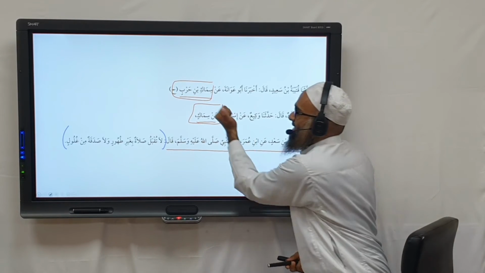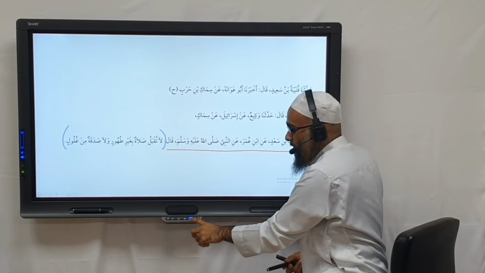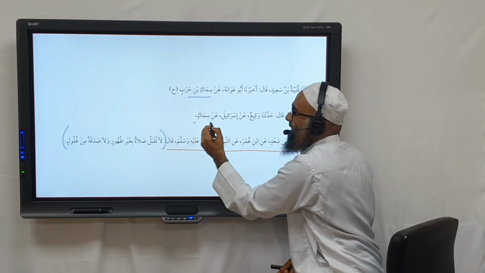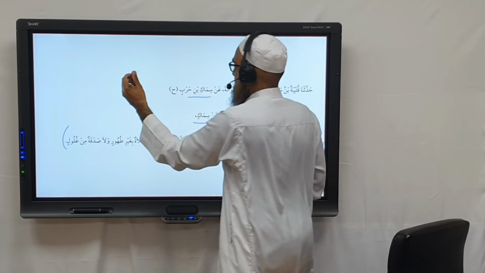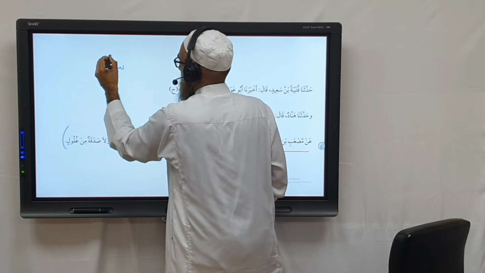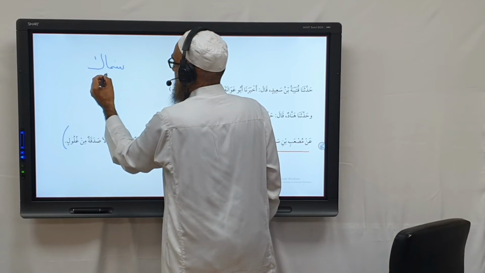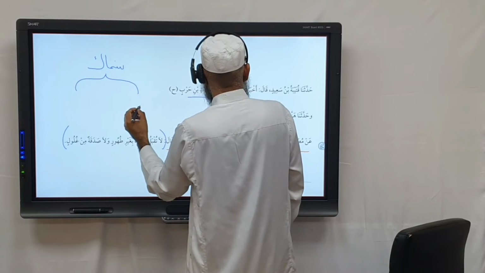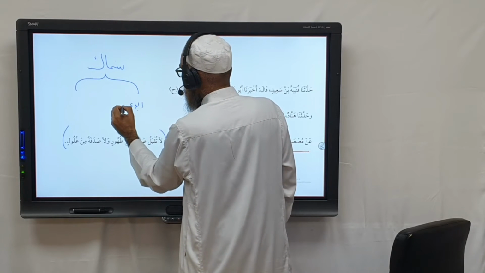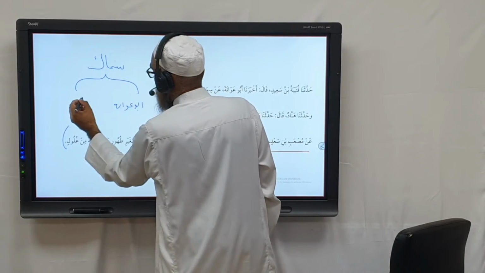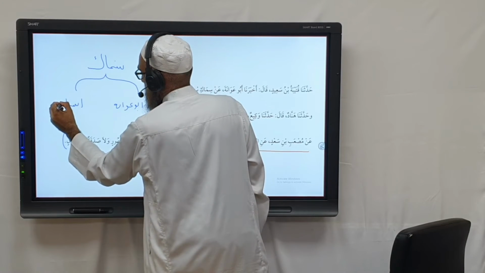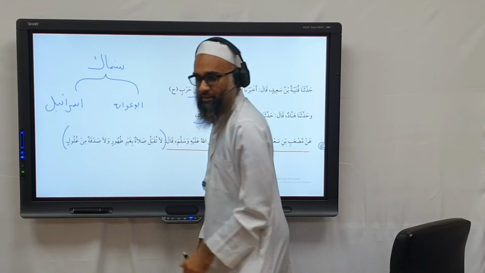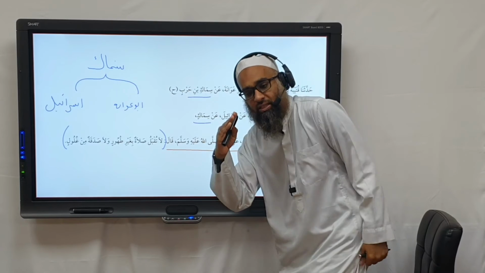So basically from Simak ibn Harb, the one before the ha, it branches off to two ravis. If you do it in a chart, it'd be Simak all the way upwards, and from Simak is where it splits: Imam Tirmidhi splits into Abu Awana and Israel. You understand? So that ha means there's a tahweel, a change of sanad.